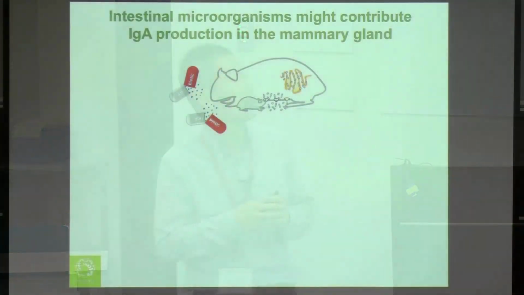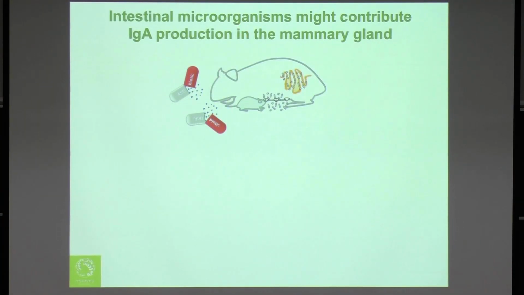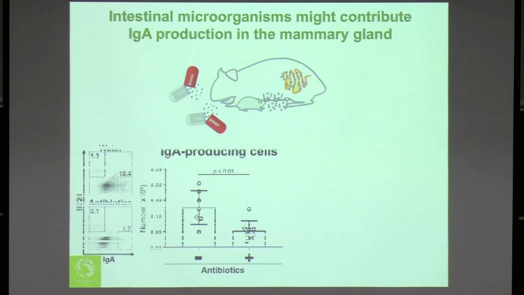And then finally we performed very simple experiments in order to study the influence of microflora on the development of the mammary gland immune system. In this case, we treated mice with antibiotics in order to remove the gut microorganisms and then looked at the expression level of IgA or the number of IgA-producing plasma cells in the mammary gland. And this is one of the data that we have.